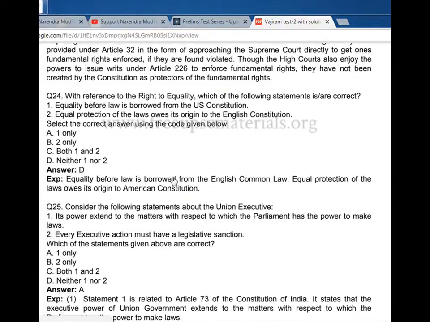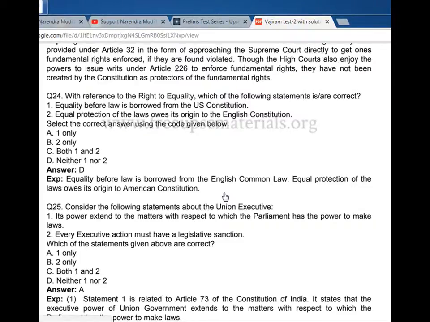With reference to right to equality, which of the following statements is correct? Equality before law is borrowed from the US Constitution, not correct. Equal protection of the law has its origin in the English Constitution, not correct. Equality before law is borrowed from the English common law. Equal protection of the law has its origin in the American Constitution.